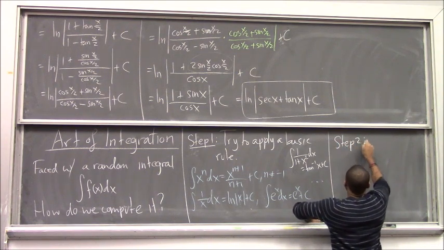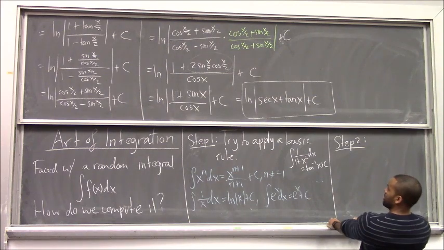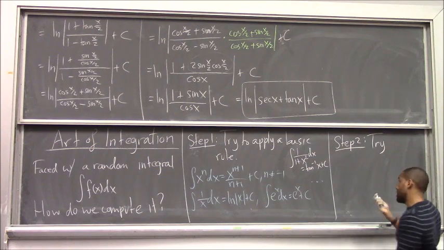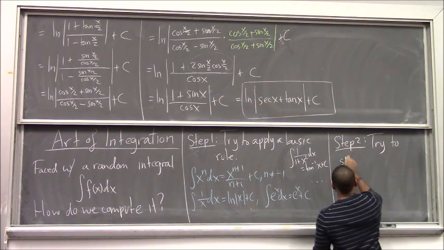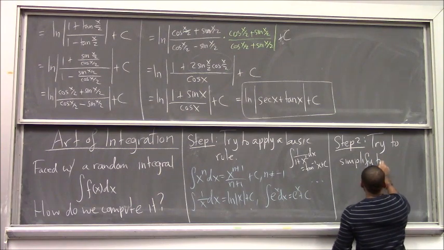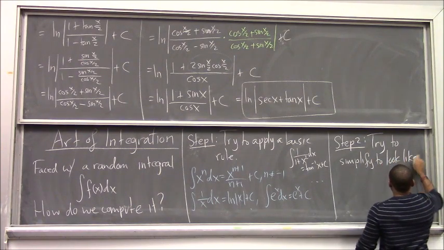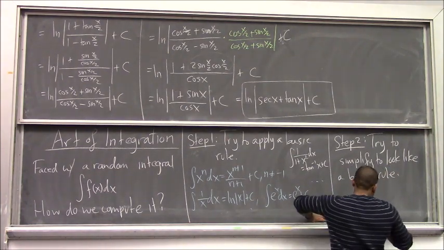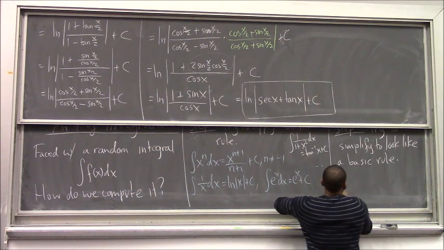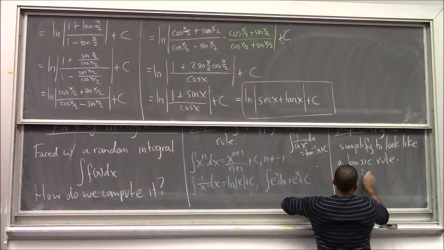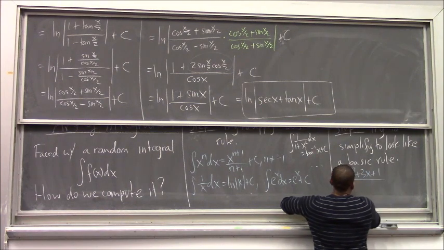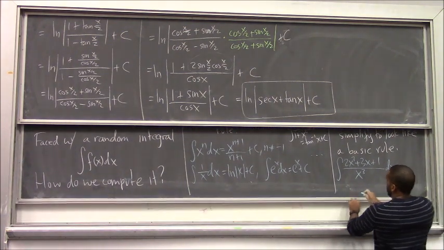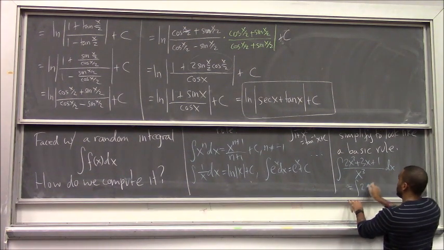Step 2. If it doesn't look like a basic rule, what do you try? Simplify. Try to use basic algebra to get you back to this situation. Try to simplify to make it a basic rule. So you have something like the integral of 2x cubed plus 3x plus 1 over x cubed dx, right? Well, basically the idea is you can just divide everyone by x cubed.